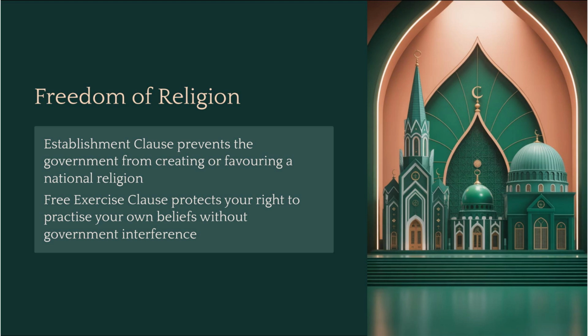Let's break down freedom of religion. It has 2 parts. The Establishment Clause means the government can't create a church of the United States. It can't force you to go to church, and it can't use tax money to support one religion over another. The Free Exercise Clause is the other side of the coin. It says the government can't stop you from practicing your religion. Together, these 2 clauses build what Thomas Jefferson called a wall of separation between church and state.